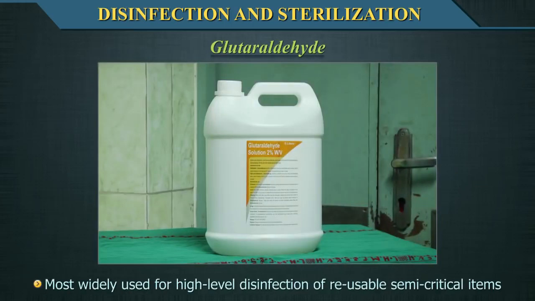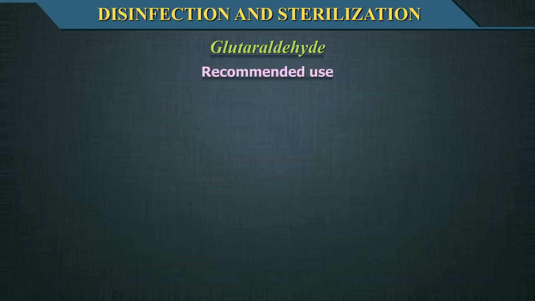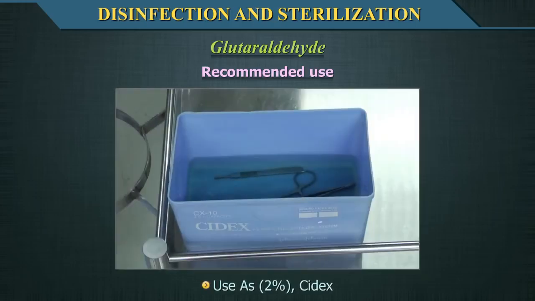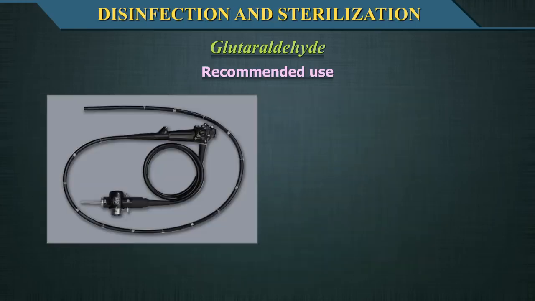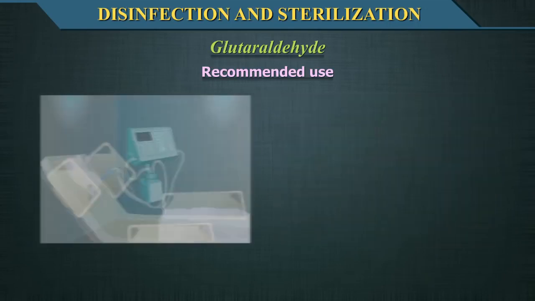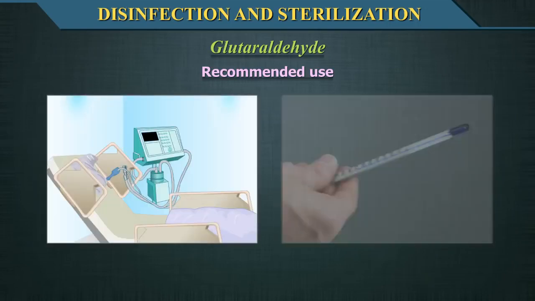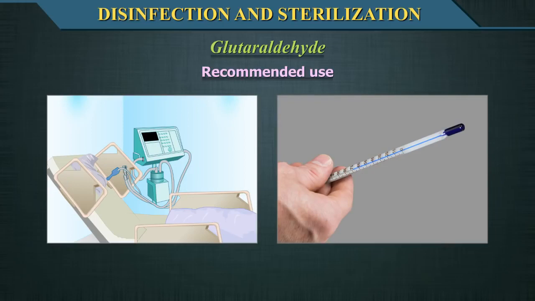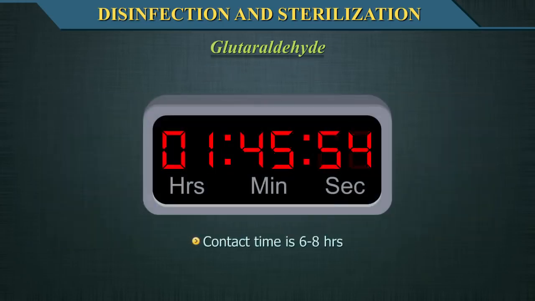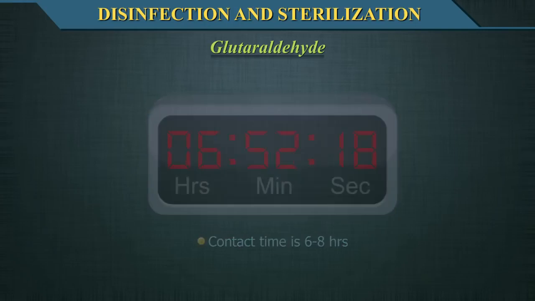Glutaraldehyde. It is the most widely used for high-level disinfection of reusable semi-critical items. Recommended use: use as 2% Cidex for disinfection of endoscopes, surgical instruments, respiratory therapy equipment, and for materials that are destroyed by heat. Contact time is 6 to 8 hours.